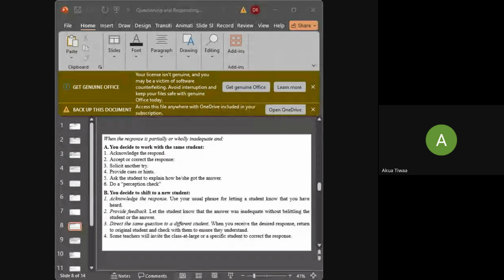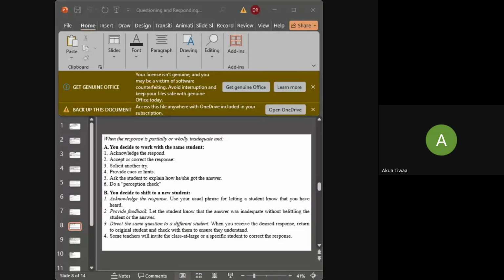If still the person is not getting it and you don't want to move to another person, you want to work with the same person, you can ask why he or she thinks that answer is correct. Probably you will see that after doing that, the learner can even correct himself or herself. And then also do a perception check. Find out whether the student actually heard the question that you asked. Sometimes he or she did not hear, and so says something overboard.